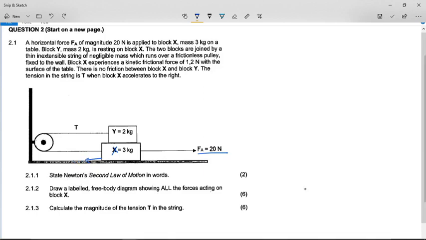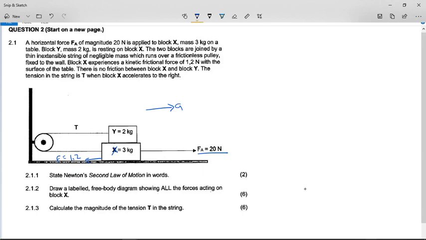Okay, and the tension in the string is T, here's T, when block X accelerates to the right. So they're telling you this is the direction of acceleration, which means that the friction is going backwards. Okay, state Newton's second law of motion in words. Learn your definitions. This is the definition linking force and acceleration: an object will only accelerate if there's a net force on it, and that acceleration is directly proportional to the force and inversely proportional to the mass of the object. Make sure you know it off by heart.